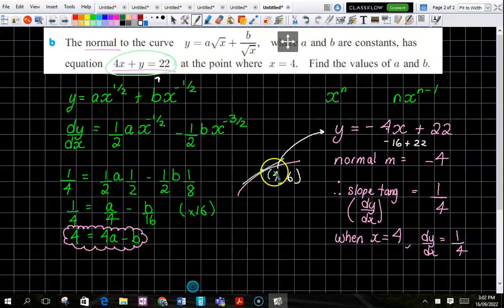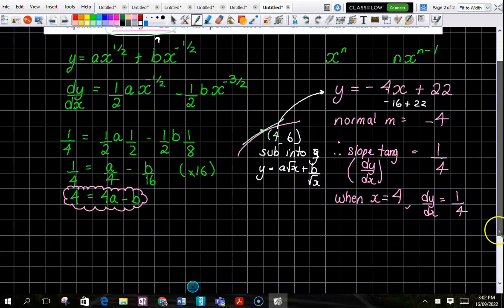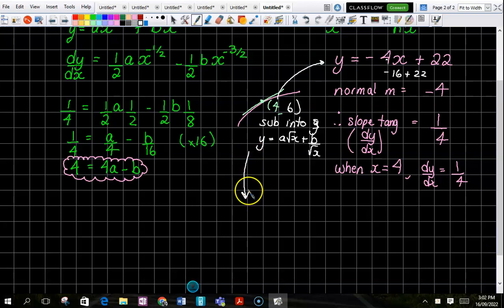So that point lies on the tangent, but it also lies on our original curve, which means this is the point I can now sub into my original. So, sub into y equals a root x plus b over x. Let's do that here.